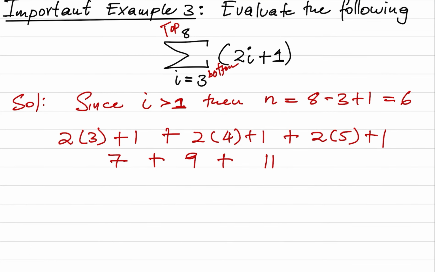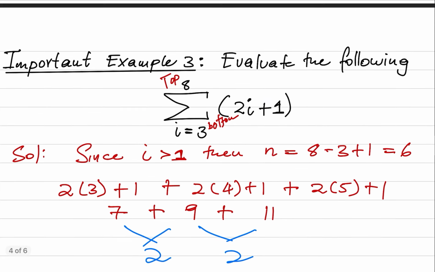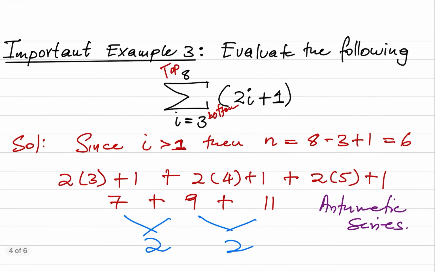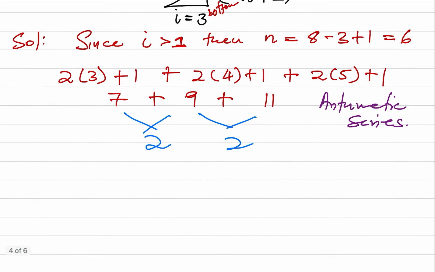Now, let us check what type of series this is. So I'm going to say 9 minus 7. I get 2. Then 11 minus 9, I also get 2 there. Now, this confirms that this is your arithmetic series. Now, let us continue and find the sum.